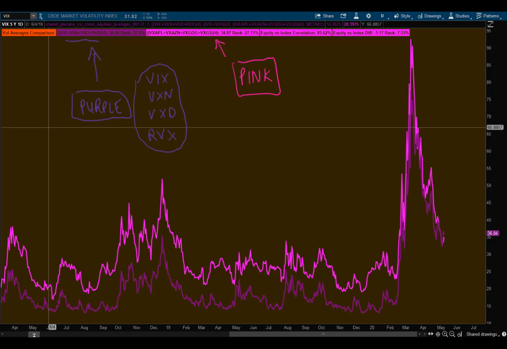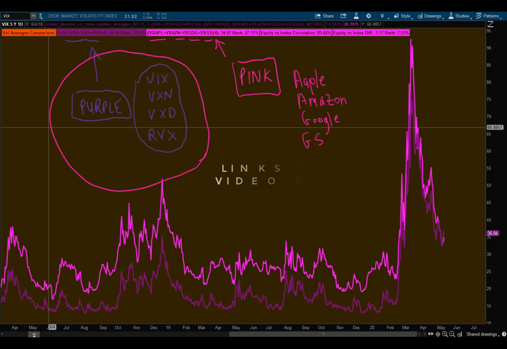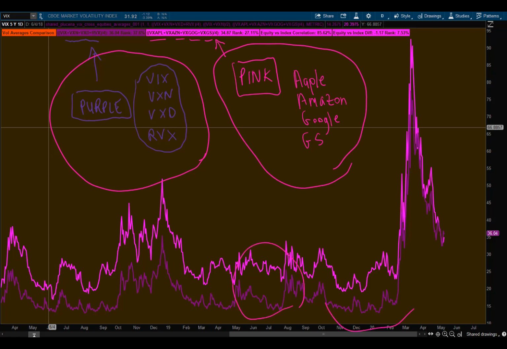Pink. We've tried to replicate a basket. We're just using 4 stocks. We could use 100 stocks. We're using 4 stocks. The 4 stocks that we chose to use, we're going to use Apple, Amazon, Google, and Goldman Sachs. And you can see it right here. So what we're doing on a higher level is we're comparing the indice vol to the individual stock vol. That's what we're doing. That's what's in front of you. That's where you see these lines are.